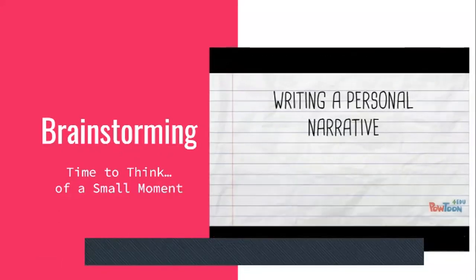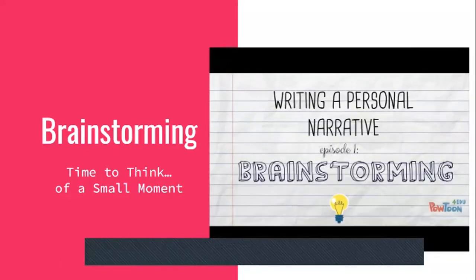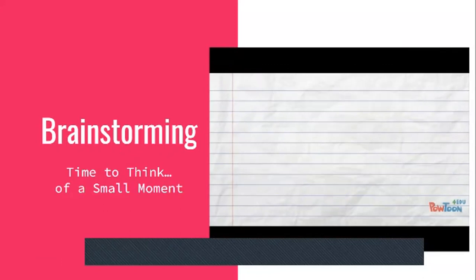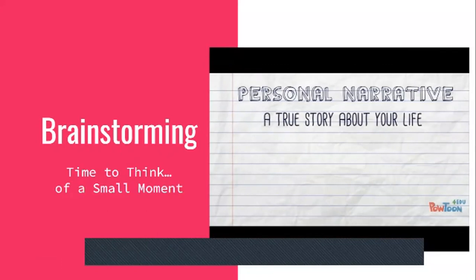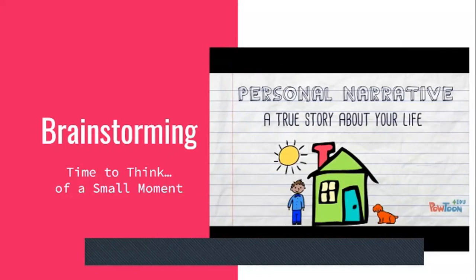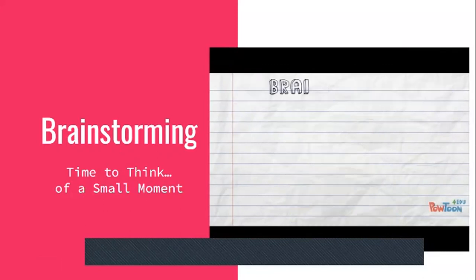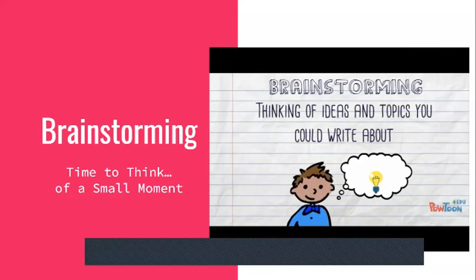Writing a personal narrative. Episode 1, Brainstorming. Do you know what a personal narrative is? A personal narrative is a true story about your life. You can write about something that has happened to you. When we brainstorm, we think about all of the different things that we could write about. Brainstorming helps us find the best possible topic for our writing.